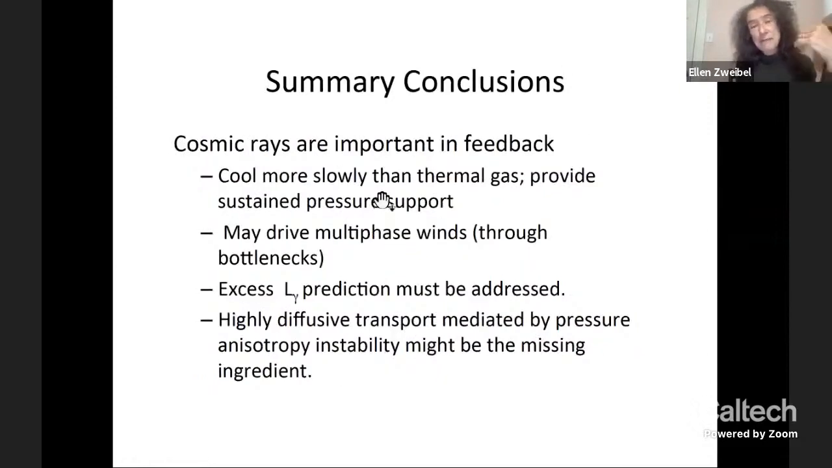So this is my sort of meta summary. Cosmic rays are important for feedback. I hope if nothing else I've convinced you of that. And they're important because they cool more slowly than the thermal gas, which provides a sort of sustained pressure push. If bottlenecks form, they might drive multiphase winds even, but this excess gamma ray luminosity prediction really has to be addressed and solved. And maybe this highly diffusive transport that is triggered by bottlenecks that I've just described, maybe this could be the missing ingredient.